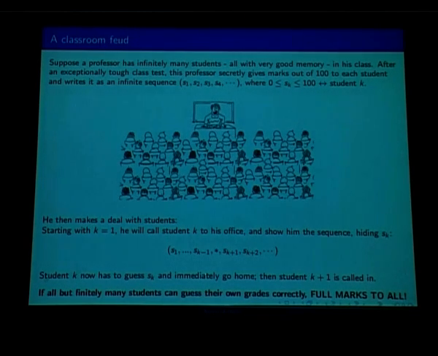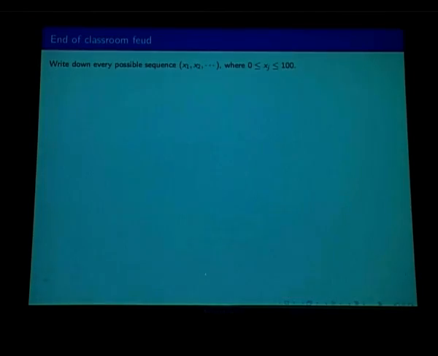See, there are infinitely many students, right? So if only finitely many of them say it wrong, he is ready to forgive. So assuming that the students are allowed to meet beforehand and find some strategy, the question is whether they can do something to win their case. So what they do, they write down every possible such infinite sequence. See, I said that they have very good memory, right? When I said they have very good memory, I meant that they can remember infinitely many things. So they write down all such infinite sequences where the entries are integers between 0 and 100.